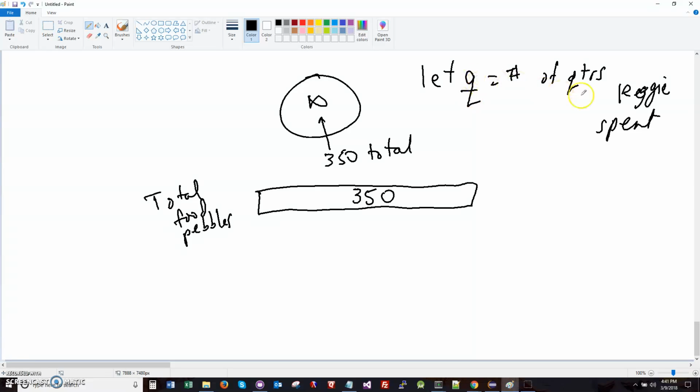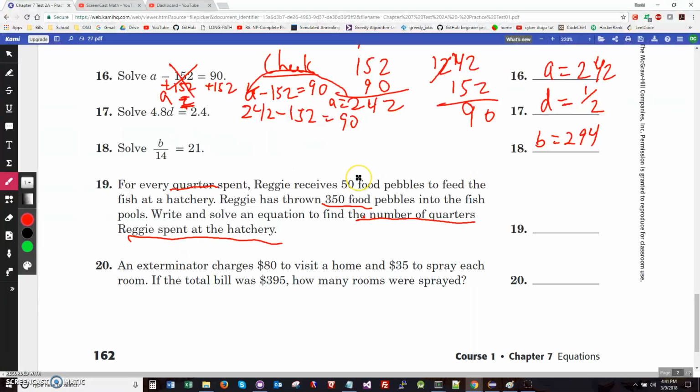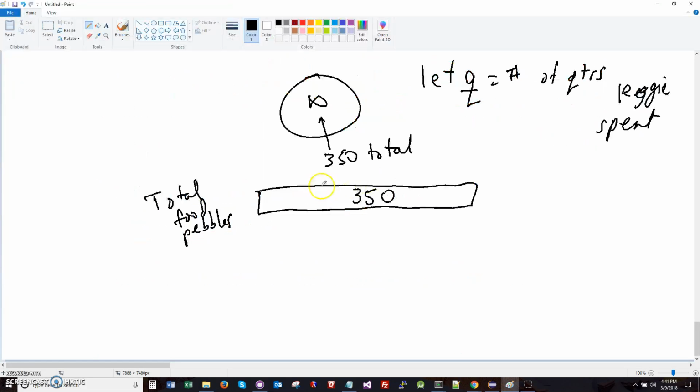Now, the number of quarters, we know that he gets 50 pebbles for every 1 quarter. So let me just see. For 1 quarter, let's say this is a quarter he spent, he gets 50. And then if he uses another quarter, he uses 2 quarters, he'd have 100. But that's not quite enough to get to 350. I guess we could keep counting.